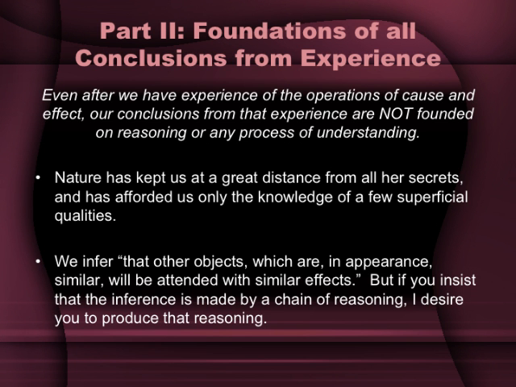He starts with, "Nature has kept us at a great distance from all of her secrets, and has afforded us only the knowledge of a few superficial qualities." Hume is specifically referring to causation here, because he believes we only have one event and then another event. That nature keeps the causation that links the two a secret.